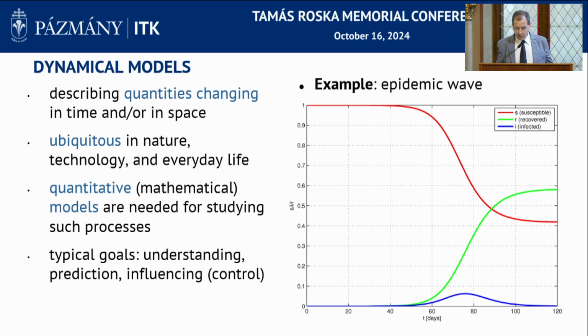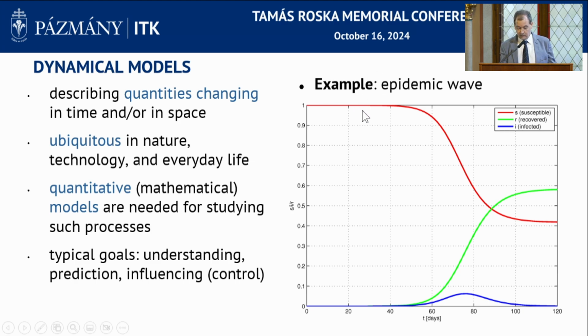So, as a control engineer, I think in dynamical models. So these models are for describing the relations of quantities changing in time or in space or in both. These processes or models are everywhere in nature, technology, and everyday life. And of course, we need quantitative models to study and use and develop our knowledge related to these processes.